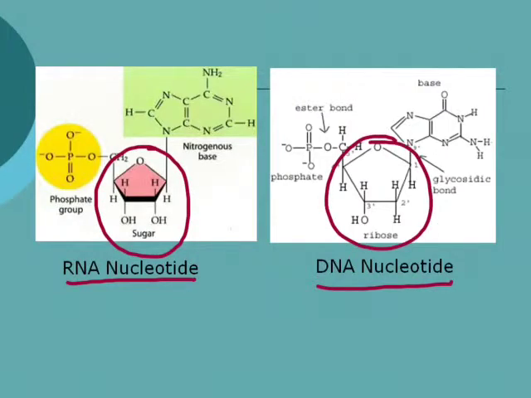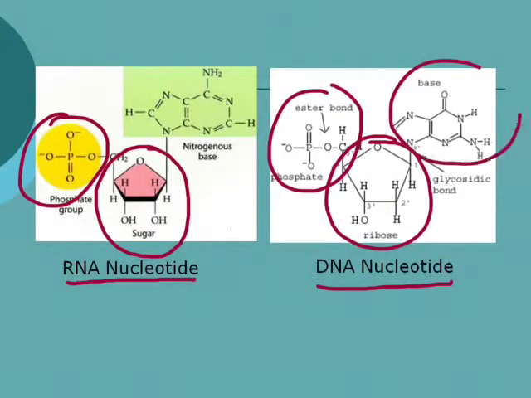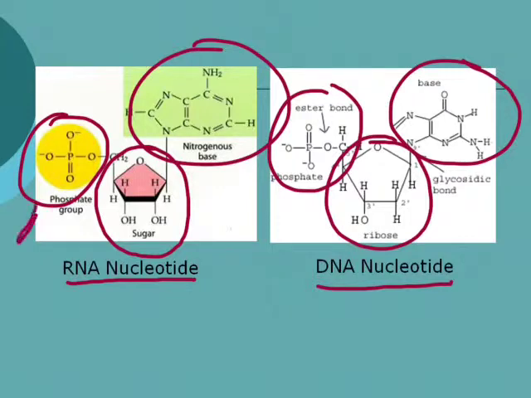So here's your sugar group. Your phosphate group is up here. And then your nitrogenous base is going to be up here. And so basically, whenever you're looking at these, your phosphate group will be the same. Your sugar, other than having the one less oxygen over here on the deoxyribonucleic side, will be the same. And then all of your nitrogenous bases will be the same except for one. We'll talk about that in just a second.